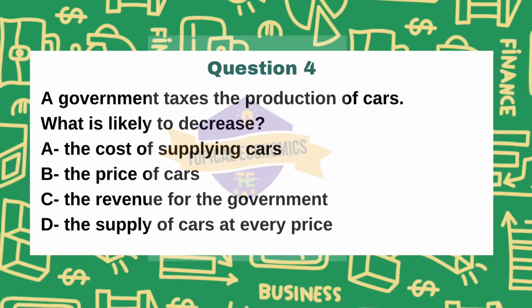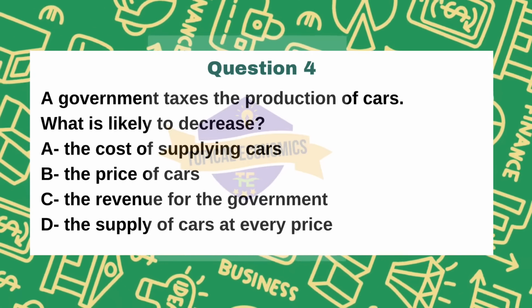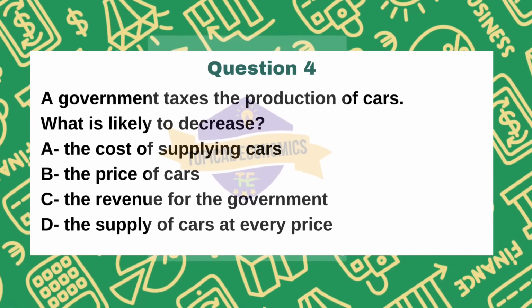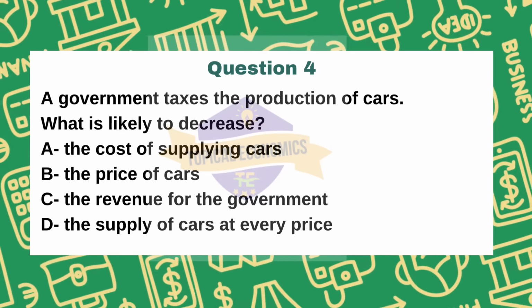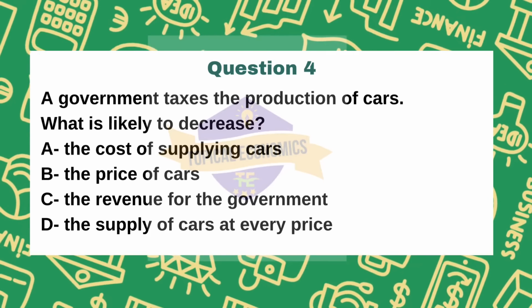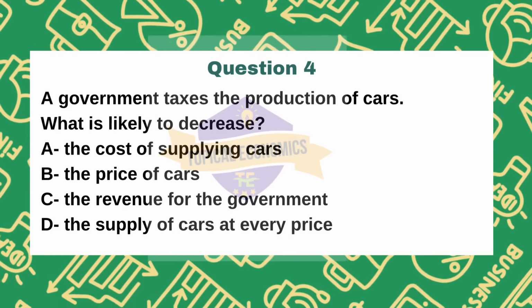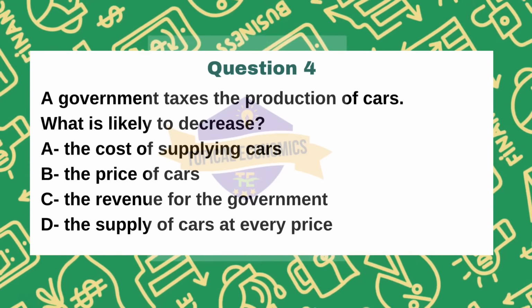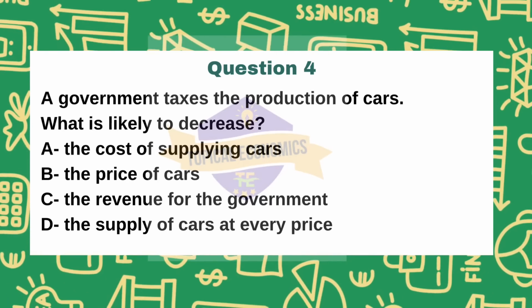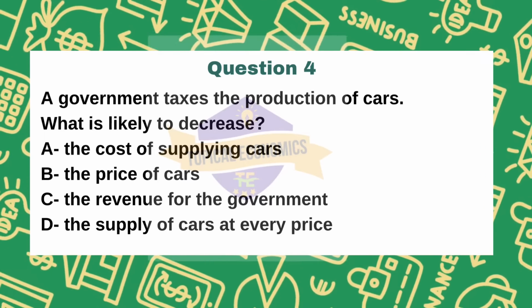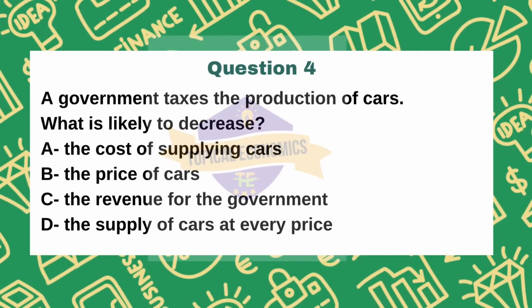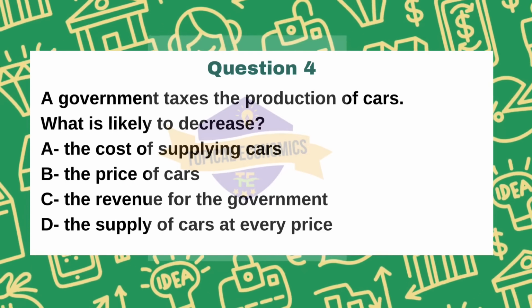Analyzing the other options. Option A, the cost of supplying cars, would actually increase, not decrease, because of the tax. Option B, the price of cars, is likely to increase, not decrease, as producers may pass some of the tax burden on to consumers. And, option C, the revenue for the government, from the tax would generally increase, not decrease, unless there is a drastic drop in production that offsets the expected tax revenue.